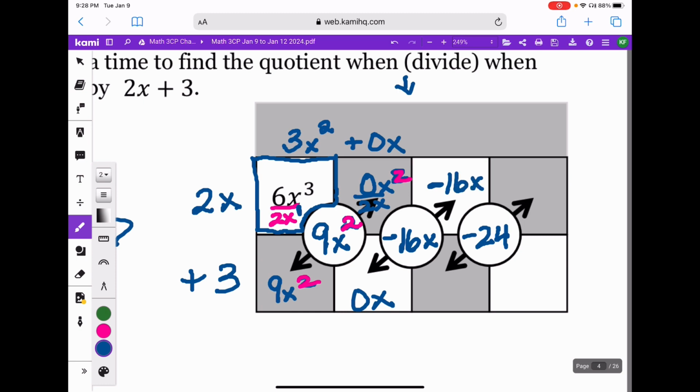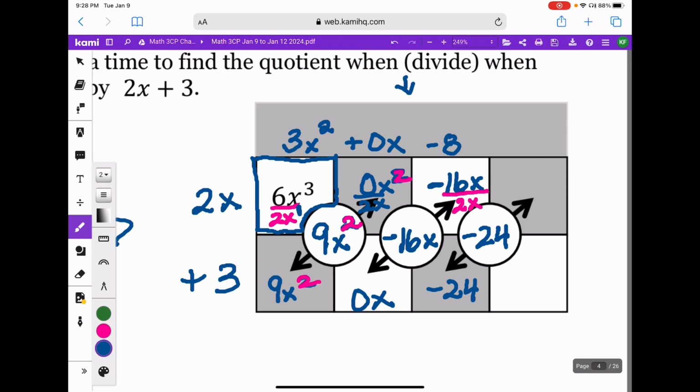So it's negative 16x. Then we're dividing out 2x again. So we have negative 8. And then the x's become 1, so they cancel out. So negative 8 times 2 is negative 16. Negative 8 times 3, so that's here and here, is negative 24.